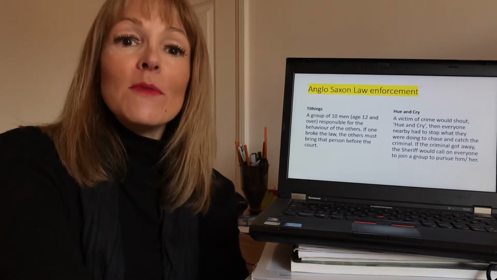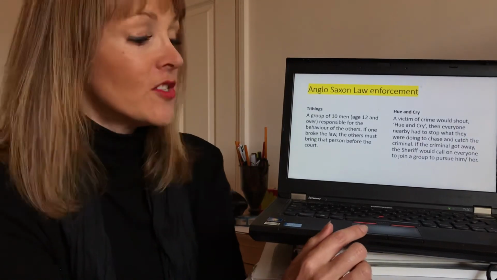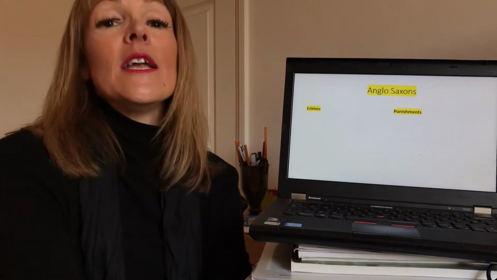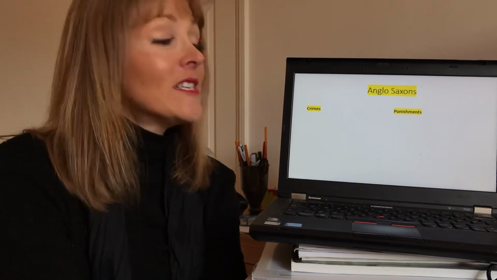Now we need to move on from there to what you're going to study this week. You're still on the Anglo-Saxons, but we're now going to move on to 2 further aspects of crime and punishment. First of all, you're going to look at the kinds of crimes that were committed by the Anglo-Saxons, and by the end of this week you'll know lots of different crimes. And secondly, you're going to look at how the Anglo-Saxons were punished for the crimes that they committed.